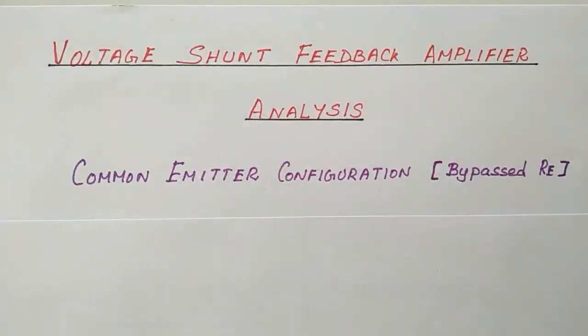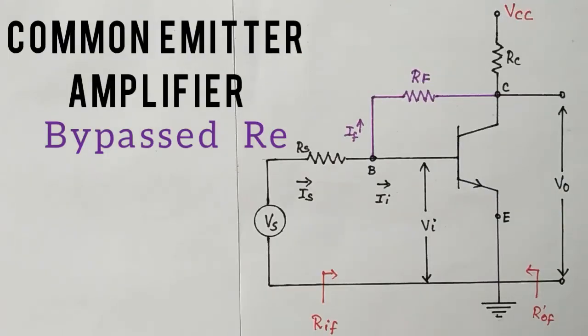Hi friends, in this class we are going to discuss voltage shunt feedback amplifier analysis. For that, I am taking one of the examples as common emitter configuration with bypassed emitter resistance. This is the circuit taken for analysis.